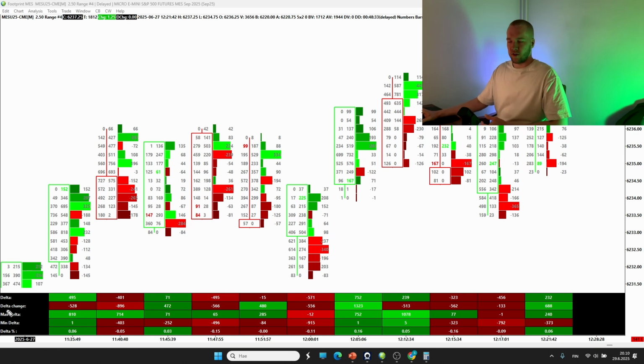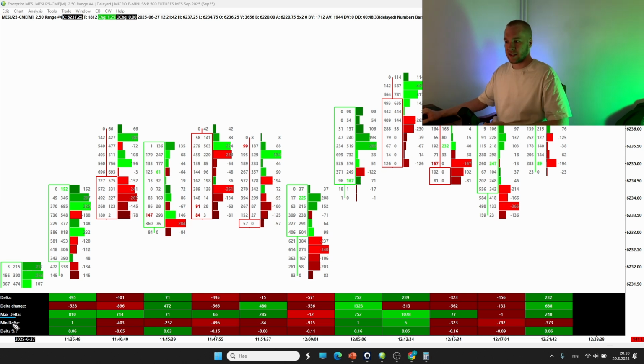So the next number on the bottom here is the delta change. Basically this is the delta change between the two last footprints. Here we have minus 401 delta, and here we have positive 71. So that means obviously that the delta changed by positive 472, because it went from minus 401 to positive 71. So the change is positive 472. Very important to have this setting on, by the way.